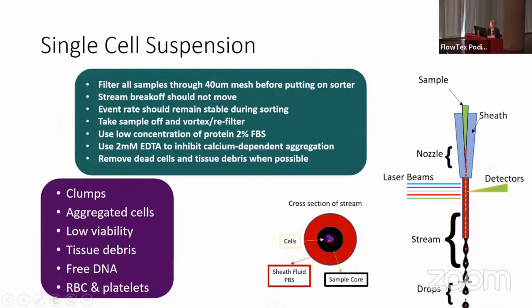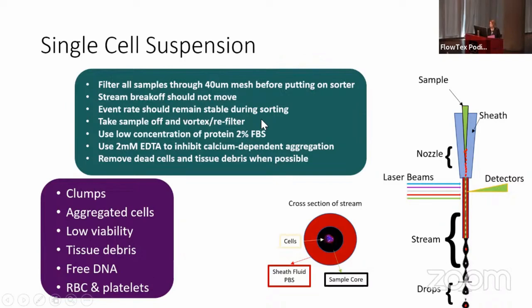That last connected drop needs to be in a known place so that you can run a charge down the stream and charge the correct drop to put it into your collection tubes. You should also be watching that your stream breakoff is not moving. There's always a camera that'll show you an image like this where the breakoff is shown. That is a strobe camera. So if you see any movement in that, you're in a bad place and you need to take your sample off.